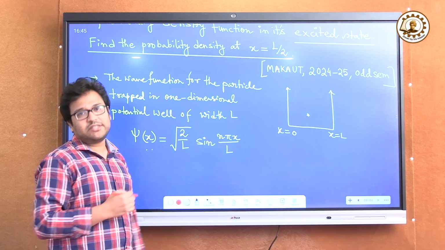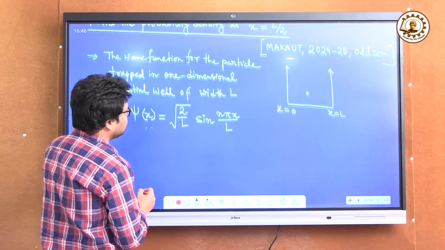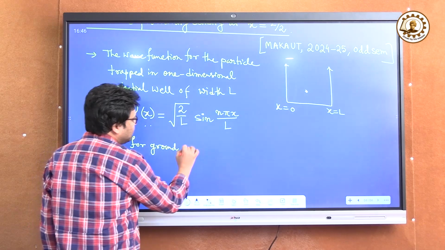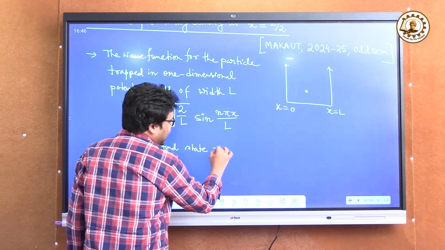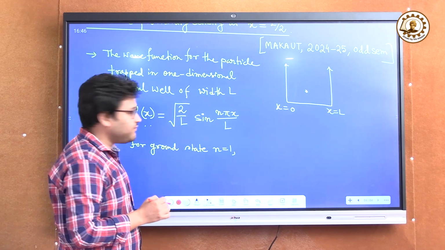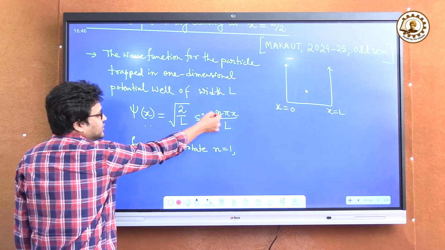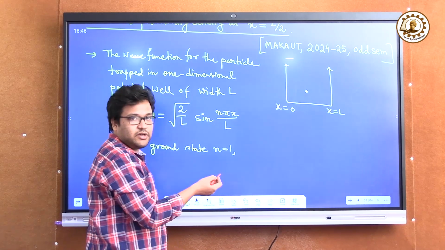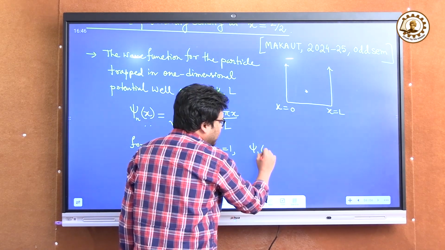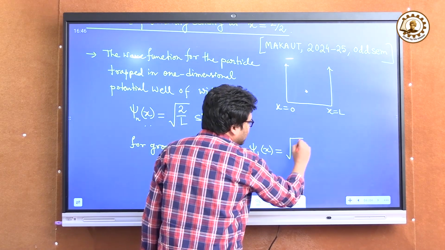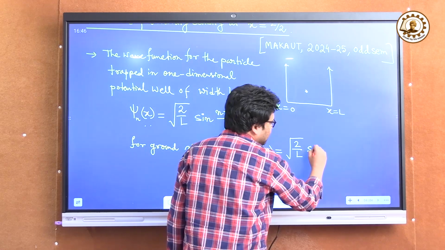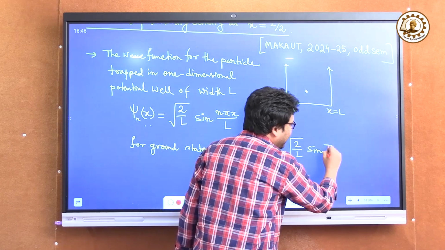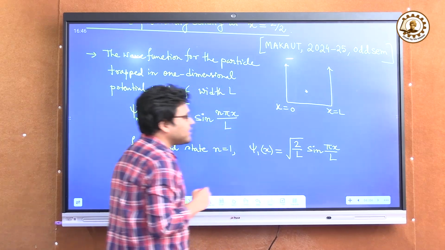Now what about its ground state wave function? For ground state, n equals to 1. Since it is depending on n, I am adding a suffix n here. So the ground state wave function, that is for n equals to 1, is given by psi 1 x, that is equals to root over 2 by L sine pi x by L, if I substitute n equals to 1. So it is our ground state wave function.